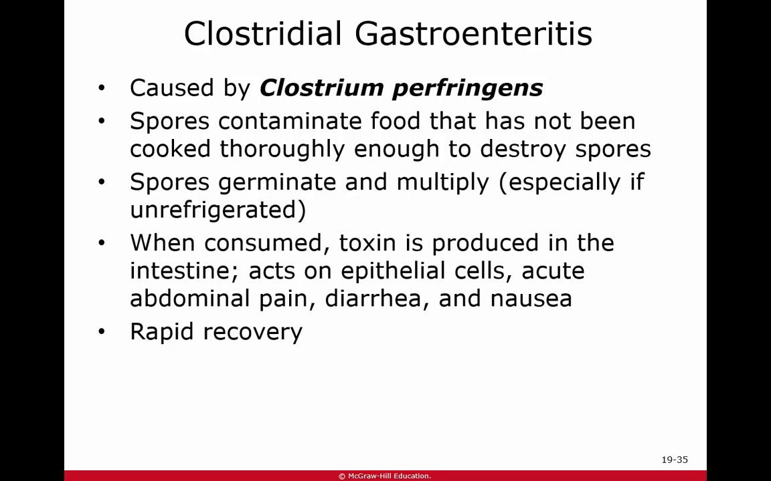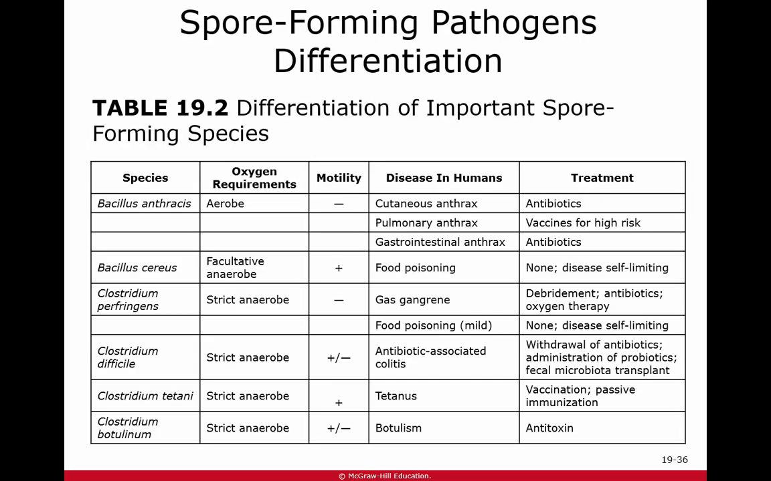Clostridium perfringens is gastroenteritis. Again, it basically causes the epithelial cells of the intestines to slough off. It's going to cause diarrhea. It's going to cause acute abdominal pain, nausea. Typically, you're going to have rapid recovery, 24 hours or so. Of course, you think you're dying, but you're really not.